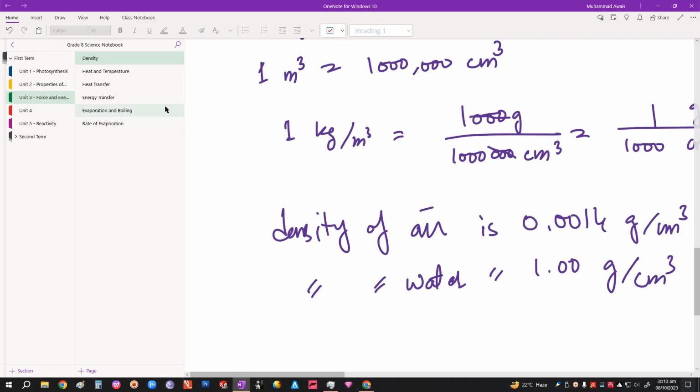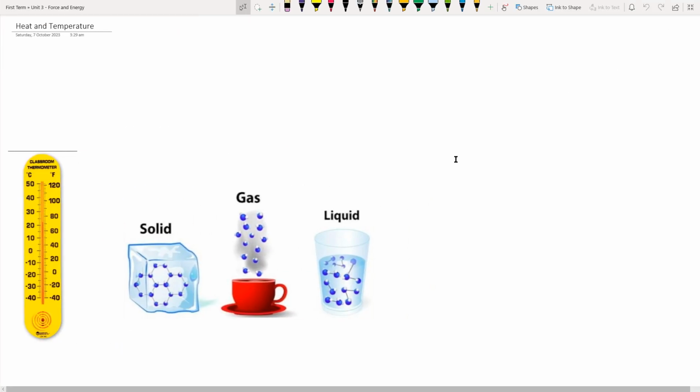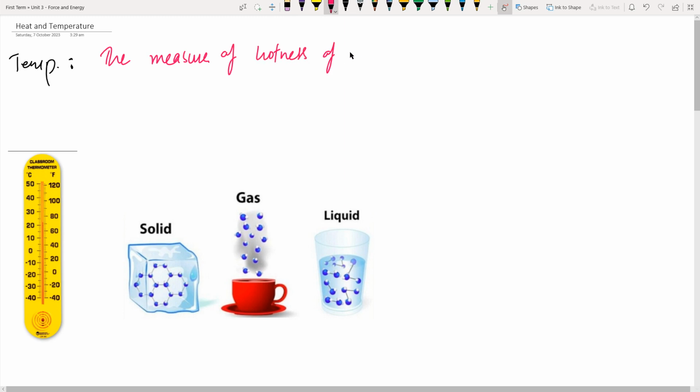Now moving on to the next topic, which is kind of more fun. This is heat and temperature, and it's a very controversial topic, as these two terms, heat and temperature, are seemingly the same, but they're entirely two different things. So when I say temperature, I call this the measure of hotness or coldness. That's the basic simple definition that we give.